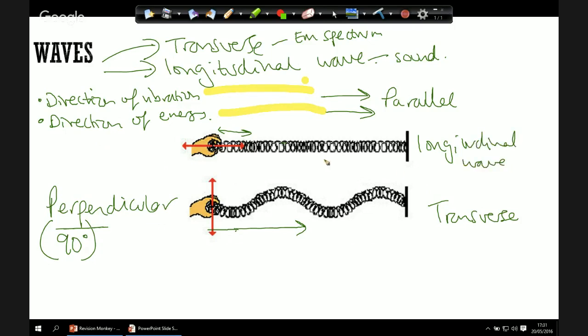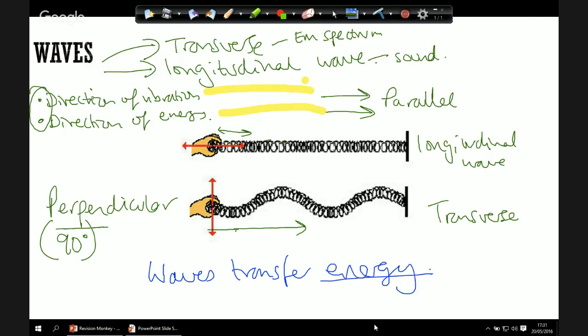So with a slinky like this, with a spring, you can either make a longitudinal wave with it, like this one here, or you can make a transverse wave by bouncing it up and down. So really important key terms about the direction of the vibrations and the direction of the energy. And that brings me to an important point. They sometimes have this kind of gap fill. So all waves transfer what? And the answer is energy. All waves transfer energy.